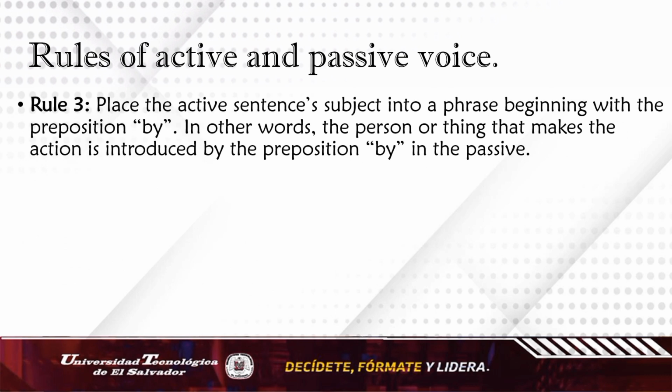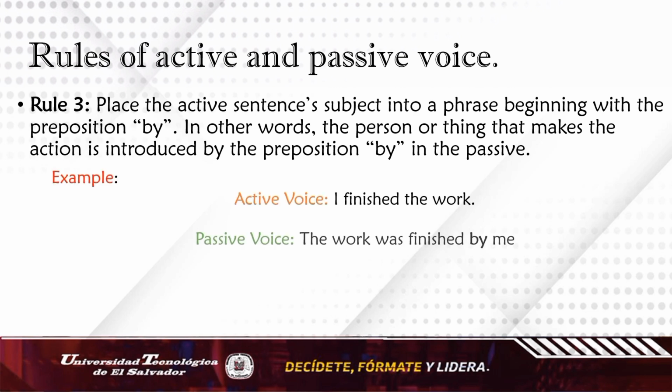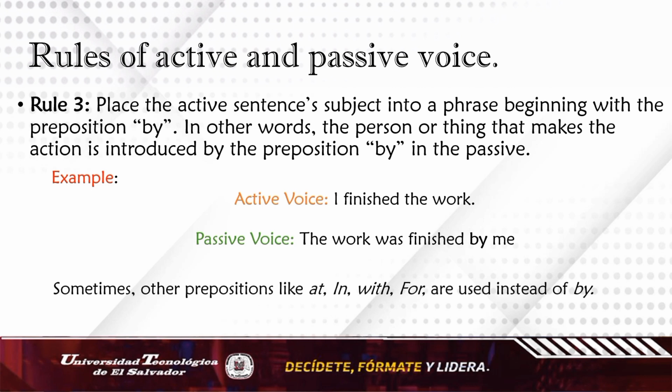Rule 3. Place the active sentence's subject into a phrase beginning with the preposition by. In other words, the person or thing that makes the action is introduced by the preposition by in the passive. For example, in active voice it would be, I finished the work. In passive voice it would be, the work was finished by me. Sometimes, other prepositions like at, in, with, for are used instead of by.